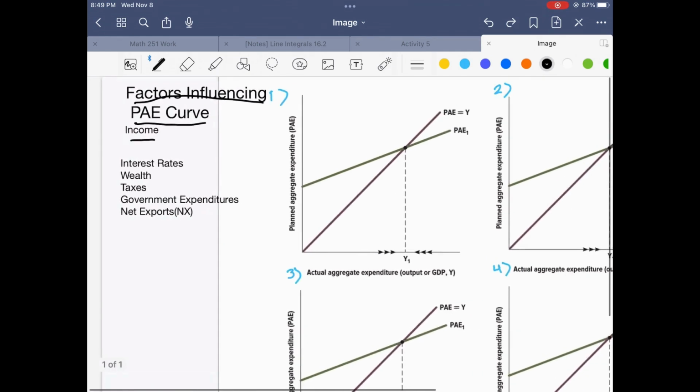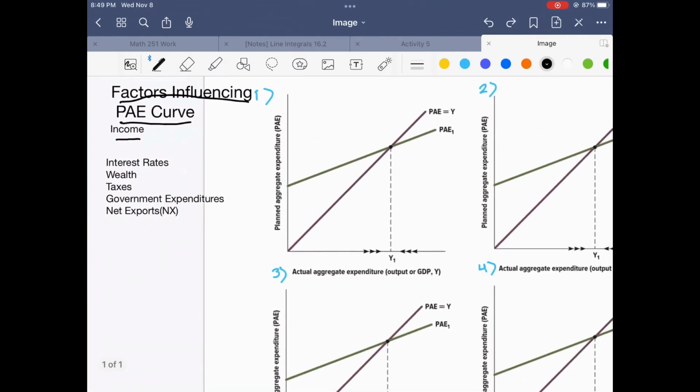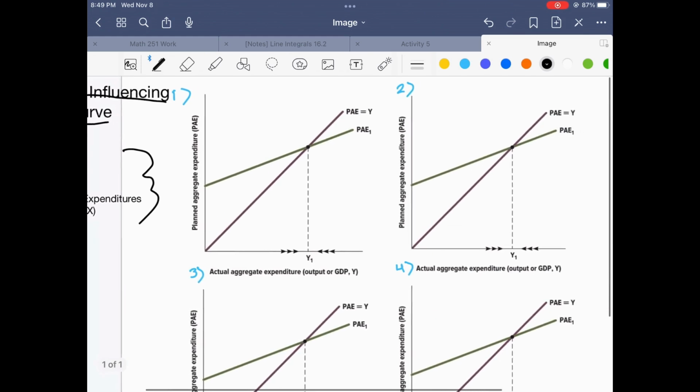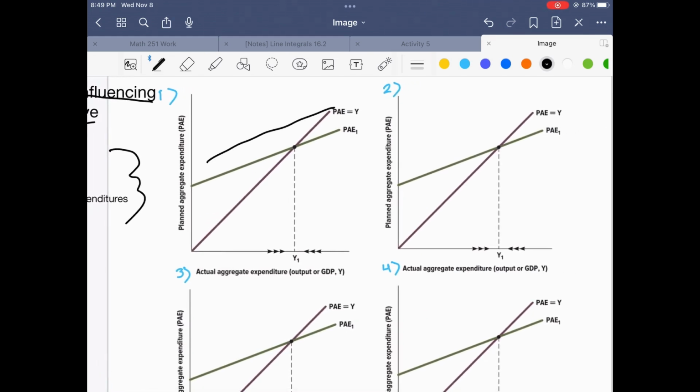All right. And then the second category is going to be non-income determinants of PAE, also known as autonomous expenditures. And these are factors that are going to cause upward or downward shifts of the PAE curve.